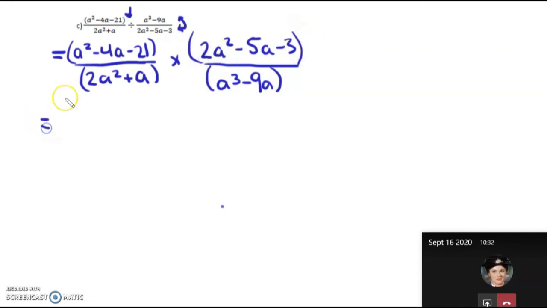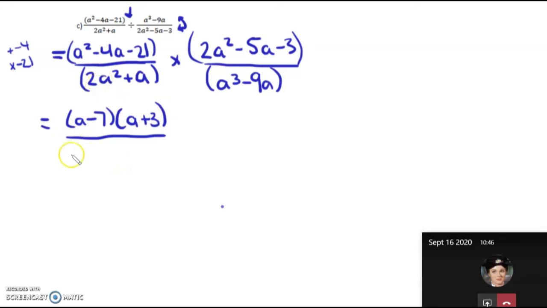Okay, so now let's factor. In the first one, what two numbers multiply to -21 and add to -4? Okay, I get -7 and 3. This one's going to be a common factor. I'm going to factor out 2a, and we're left with a plus 1.